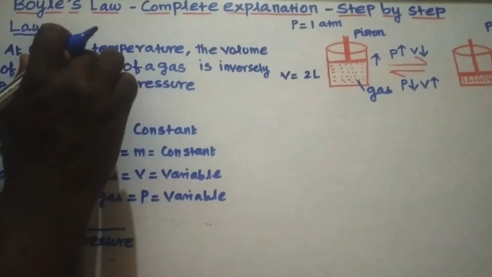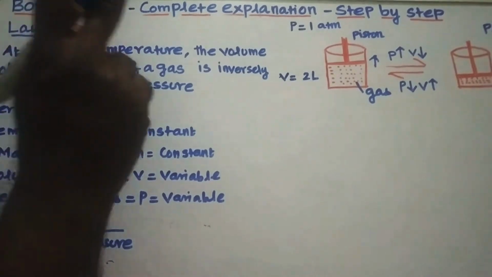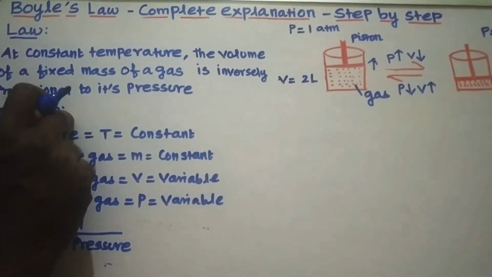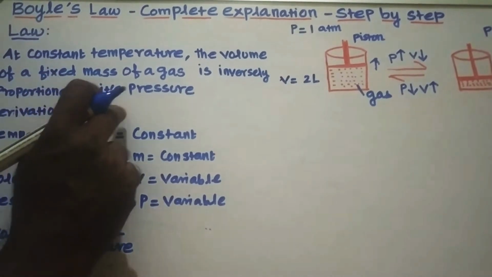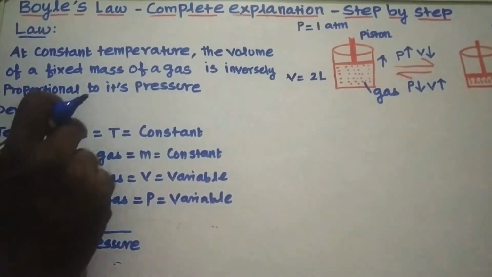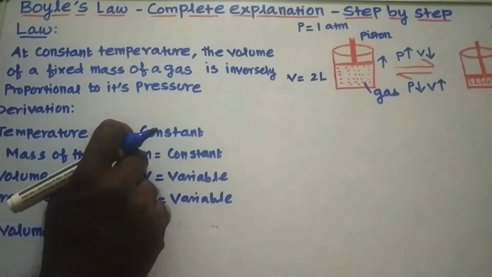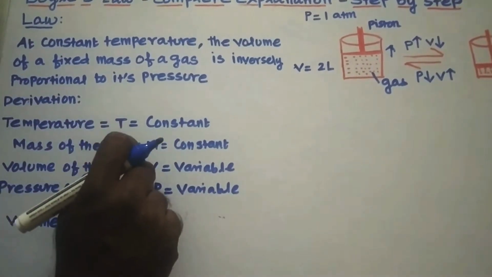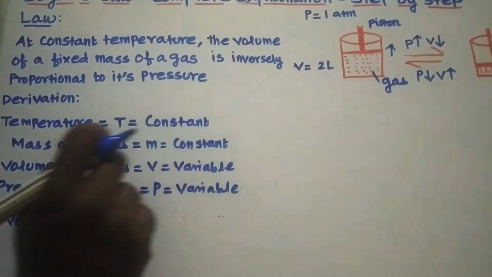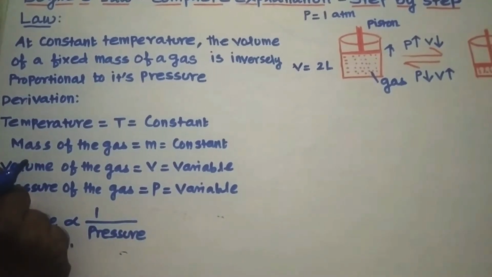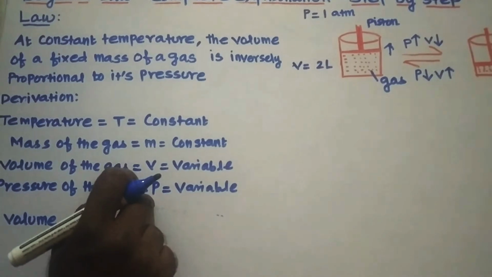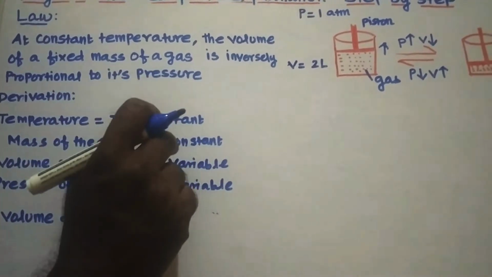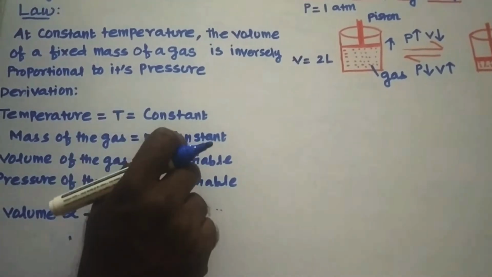In this law, there are two constants and two variables. First of all, the temperature of the gas, taken as T, is a constant. Then the mass of the gas, taken as M, is a constant. Then the volume of the gas, taken as V, is a variable. Then the pressure of the gas, taken as P, is a variable. Therefore, temperature and mass are constant, and volume and pressure are variables.